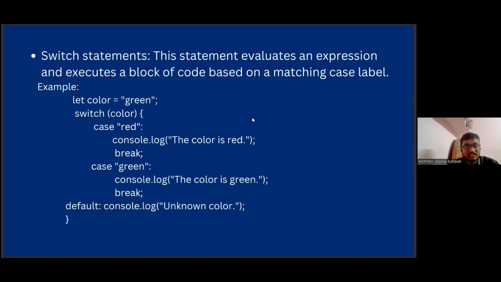And next is the switch case. The switch case evaluates the expression and executes the blocks based on the matching. So if the color is red, it will console the red. But if the color is green, it will console the green. If there is none of the following cases, then it will console the unknown color. So in switch cases, based on the type, it will compare it, and if that is present, it will console that one. Otherwise, it will console the default one.